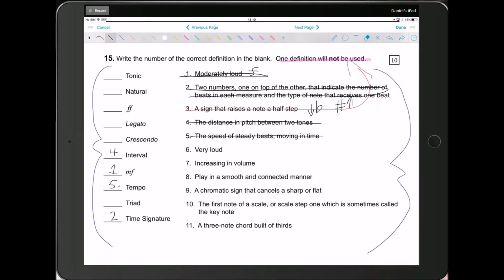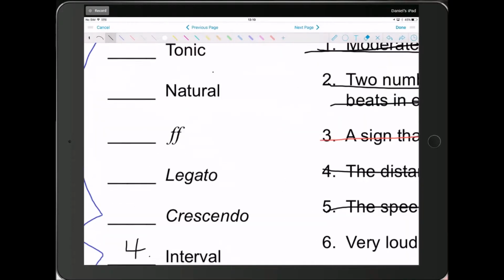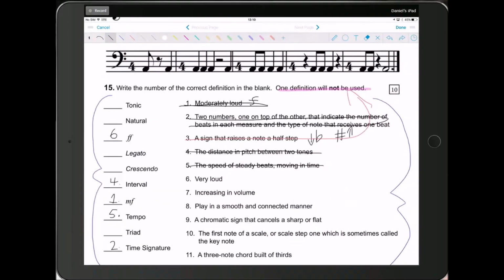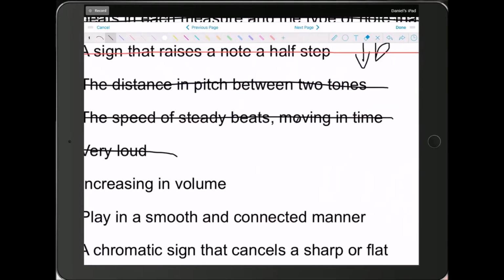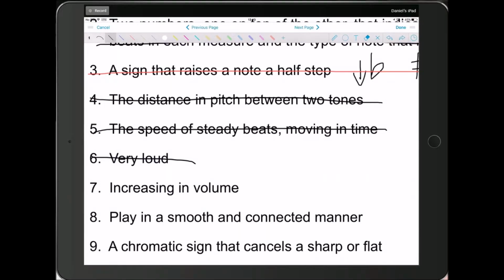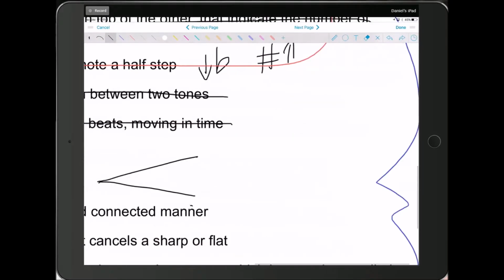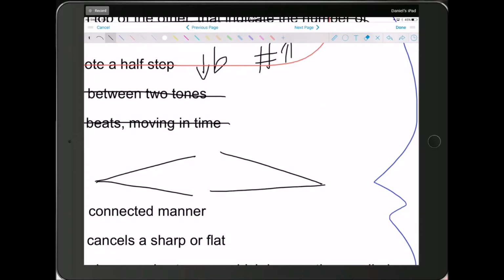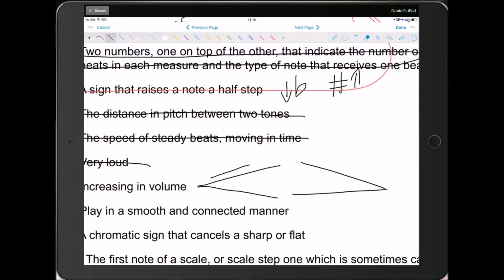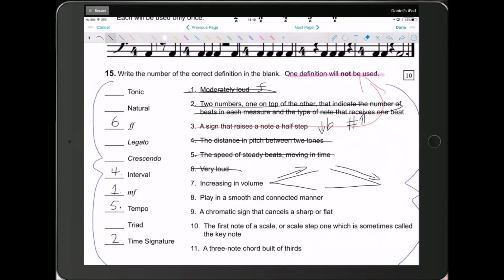6, very loud, or like I said earlier, super loud. That's double F. Or, if you actually want to say the correct term, it's fortissimo. Number 7, increasing in volume. So, we have a couple things that tell us how to slowly change the volume. One looks like this. The other one looks like this. The first one here, you are increasing in volume. Here, you are decreasing in volume. When you're increasing in volume, that's called a crescendo. So that would go here. When you're decreasing in volume, that's called a decrescendo, or decreasing the loudness.